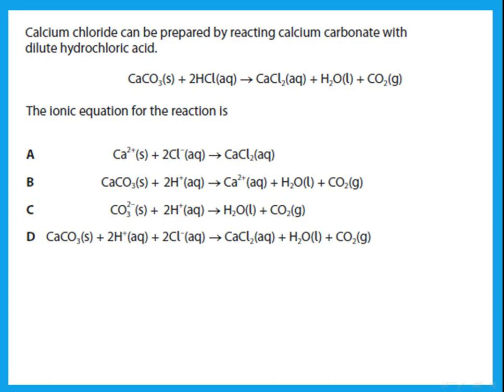Now, HCl is aqueous, so it is going to be ionized. And if I have Cl minus before the arrow and Cl minus after the arrow, that means I'm cancelling the Cl minus. So if you look at it, actually, the water is a liquid and the CO2 is a gas, so they're not ionized. So the one that is correct is B.